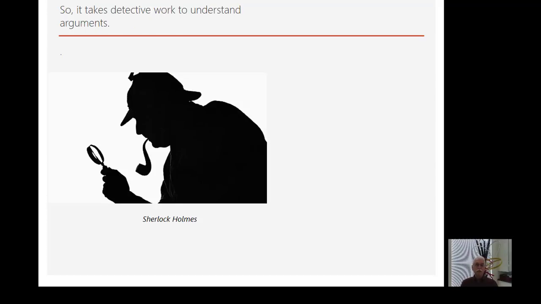So it takes some detective work to understand arguments. And we're going to be doing a lot of detective work this week in figuring out the quality of an argument, whether it's deductively valid, whether it's inductively strong. And we're going to be using our detective skills to figure out what the ingredients of the argument are. Is that a premise? Is that not a premise?